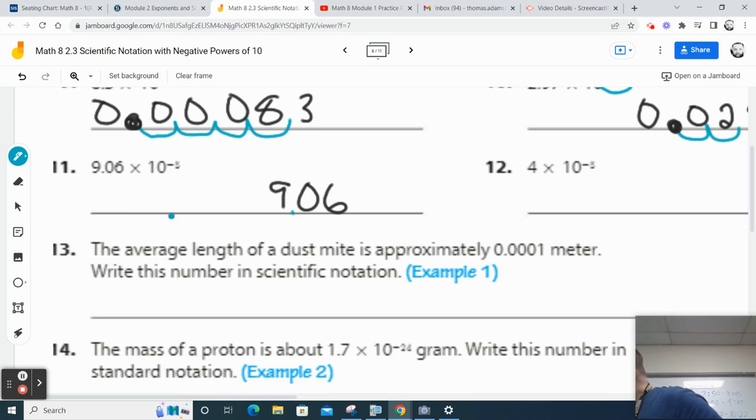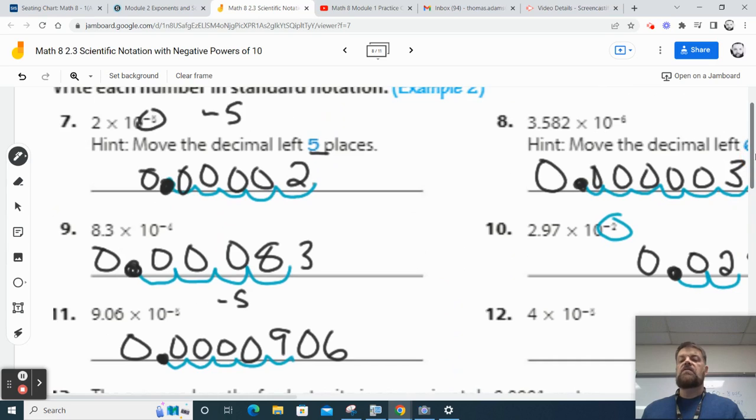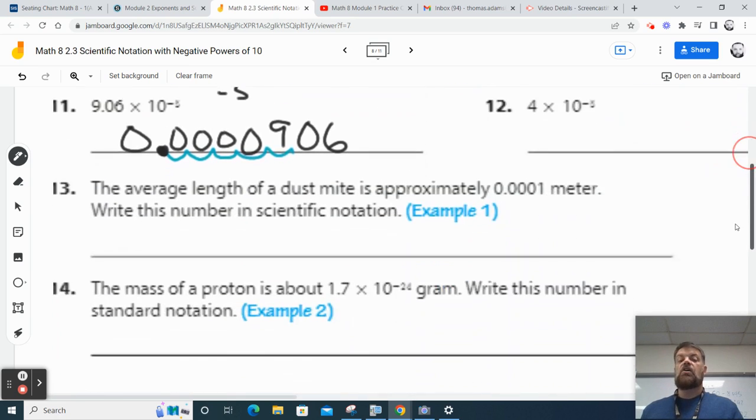So this is to the -5, yeah? So 1, 2, 3, 4, 5. Just count them. There's some shortcuts, I guess. If you notice, we have 1 less 0 than the power. So if this is to the negative 5, how many zeros do I have? 4. Up here, this is to the negative 2, I have 1 zero. This is to the negative 4, I have 1, 2, 3 zeros. This is to the negative 5, I have 1, 2, 3, 4 zeros. So if you can remember that, that'll help too.